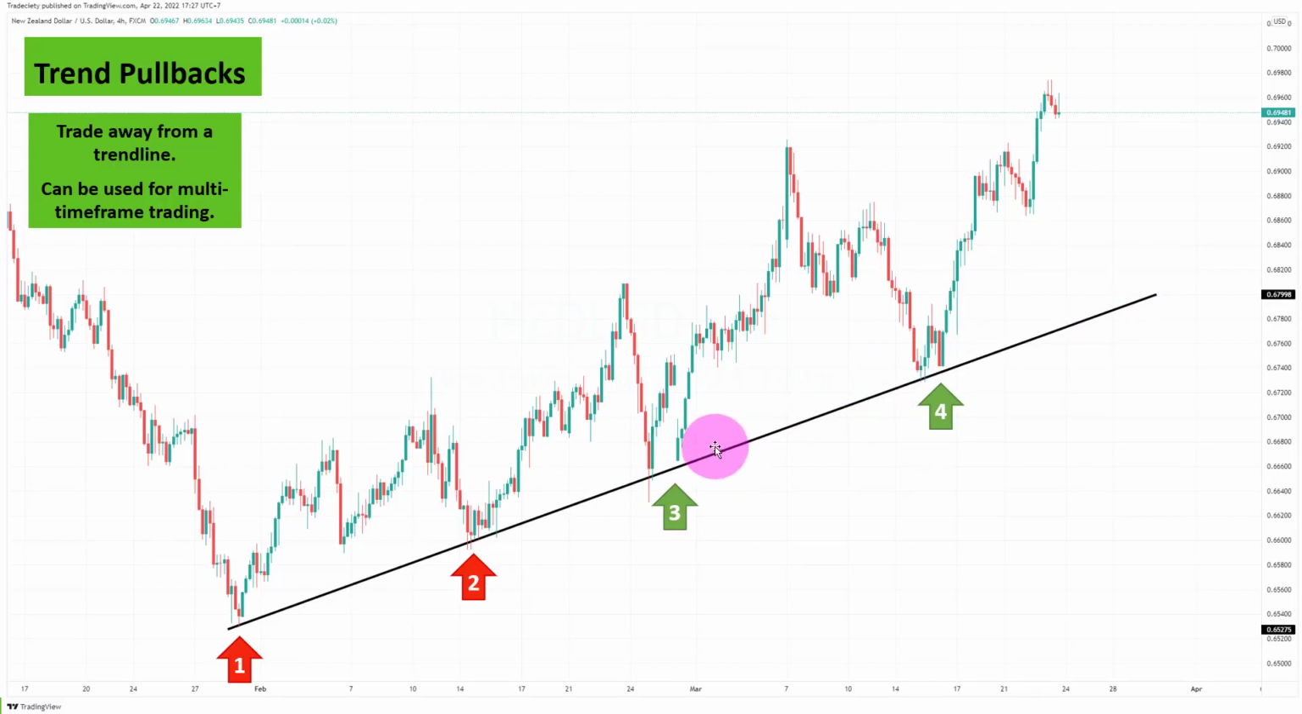And one way you can do that, which is how I like to do it in my trading, is that I go to a lower time frame once I see the market is back at a trend line on the 3rd or 4th touch point. And then on the lower time frame, I try to time my trades away from the trend line.